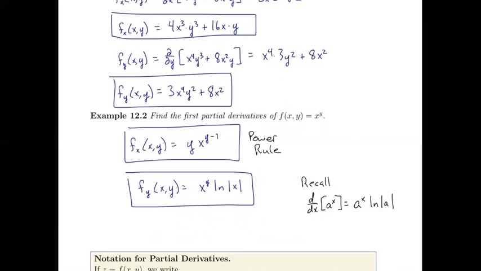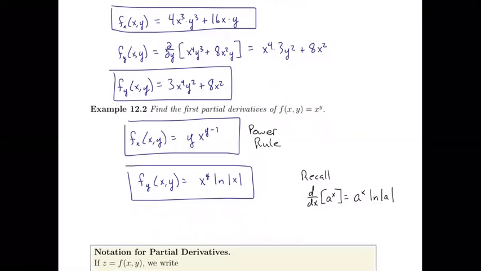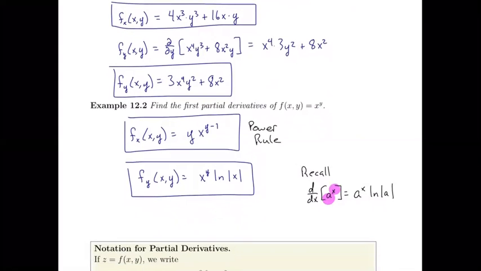Okay, now next, the derivative with respect to y. Now recall that our function has base x. So x is now the constant, y is the variable. So this is an exponential derivative. And if you recall from Calc 1, an exponential derivative with constant base a raised to the variable power x has derivative a to the x natural log of a.